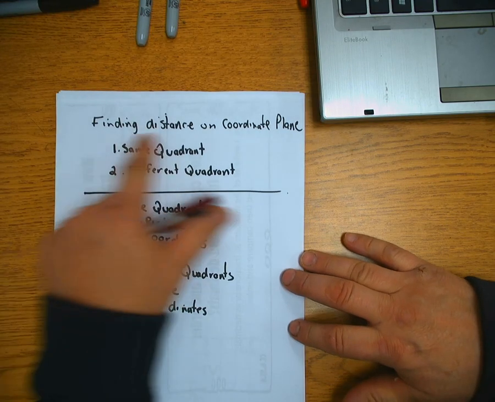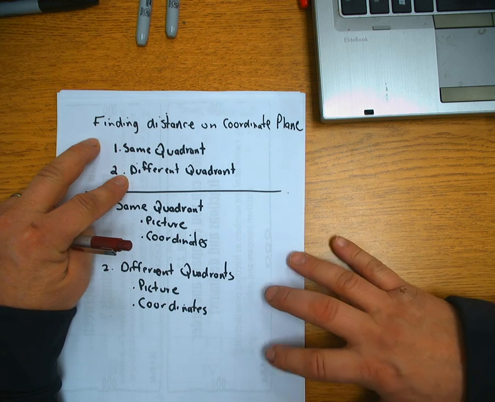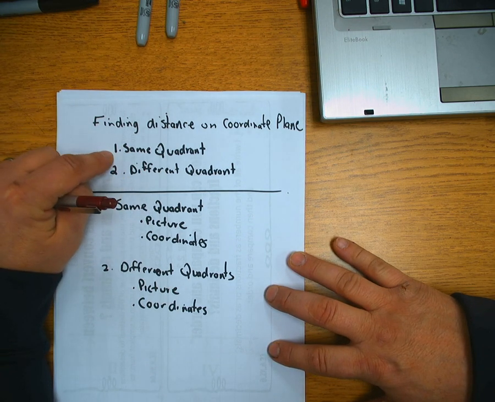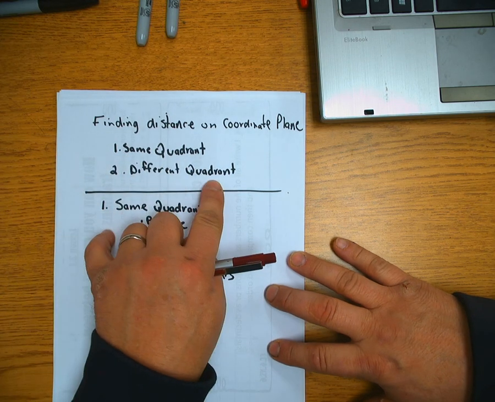Today we're going to find distance on a coordinate plane. There's basically two options for our level. We have vertical and horizontal lines. We have lines that could be in the same quadrant or points that could be in a different quadrant.